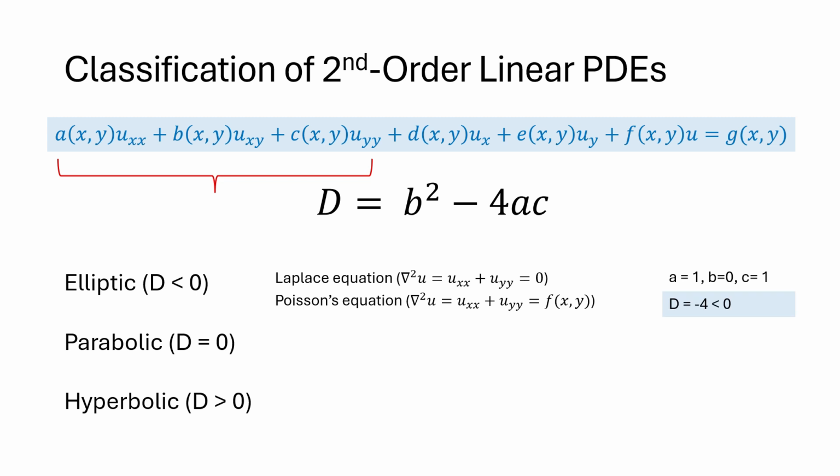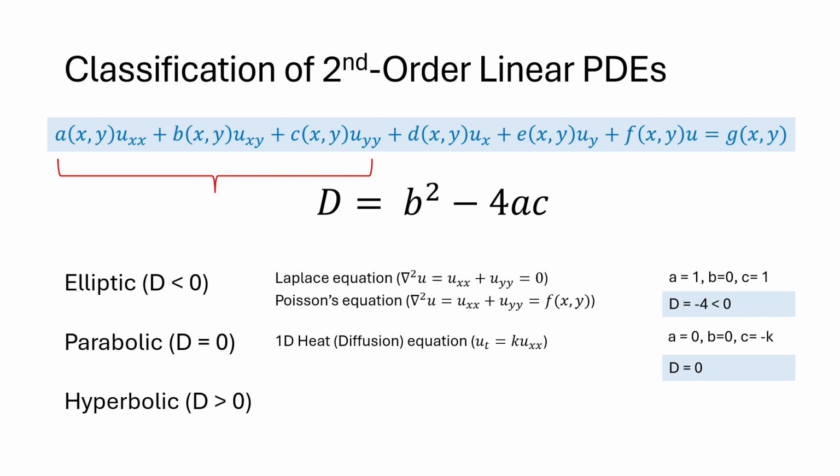An example of a parabolic PDE is the one-dimensional heat or diffusion equation. In this case, both A and B are 0, whereas C is equal to the negative of the thermal diffusivity. This means that the resulting discriminant value is 0.